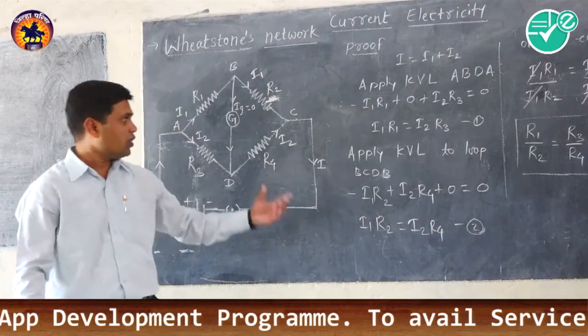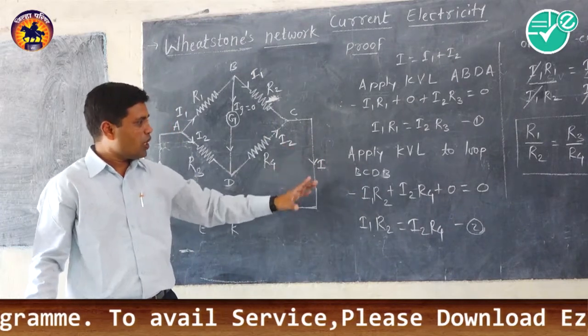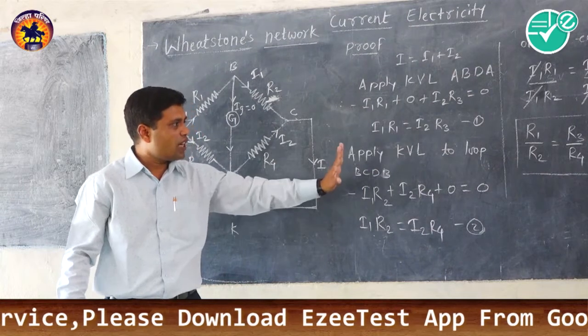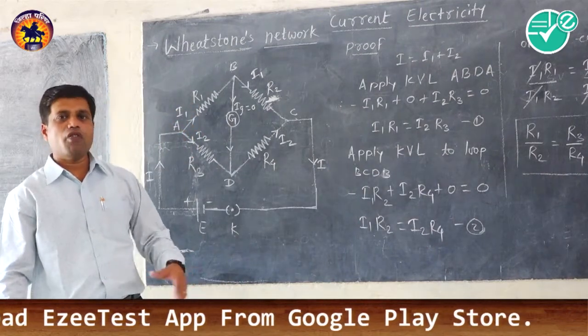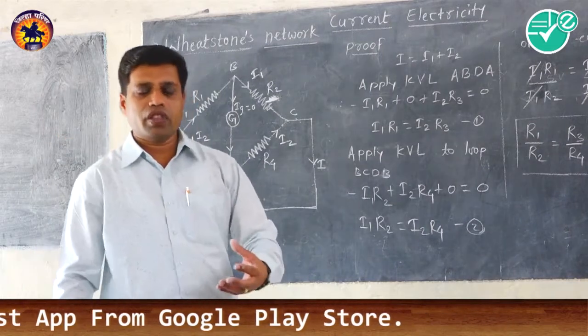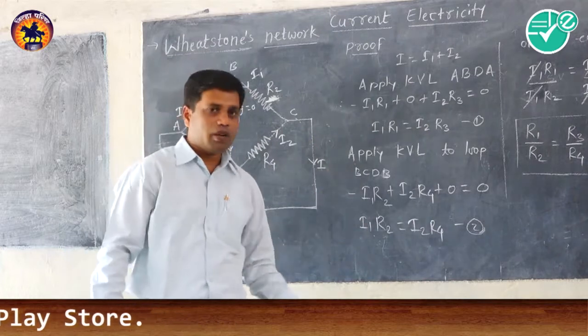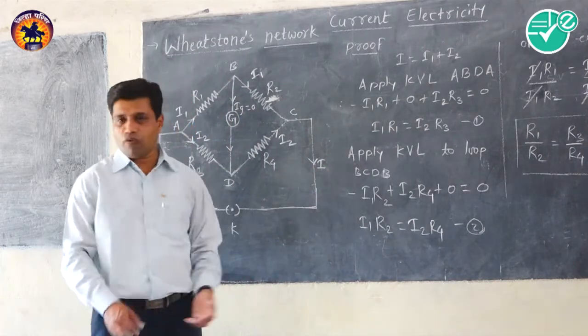We will just study the proof of this Wheatstone's network with the help of Ohm's law also. I think there is no need of repetition of the proof of this condition, R1 upon R2 is equal to R3 by R4, with the help of KVL. Now we will move towards the proof of this Wheatstone's network balance condition with the help of Ohm's law, and we will take that proof.